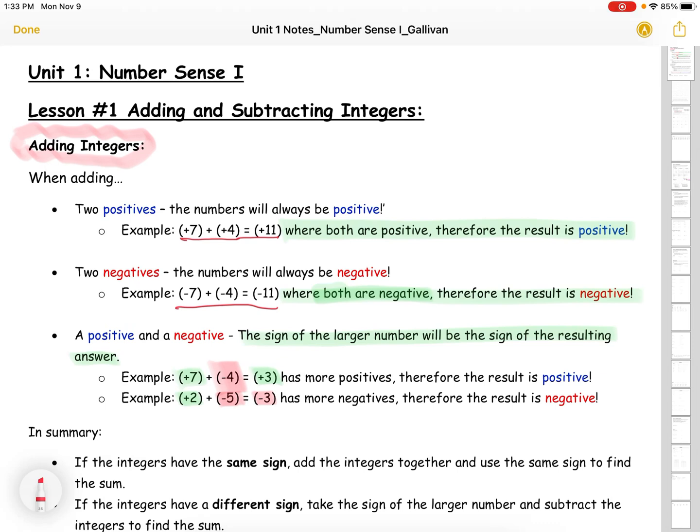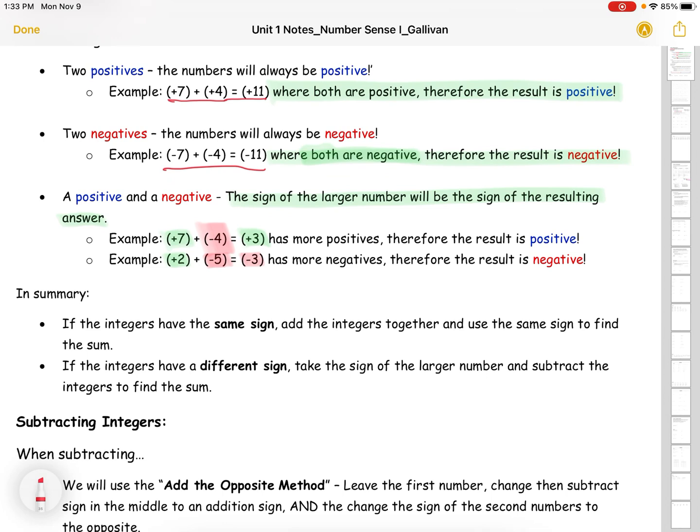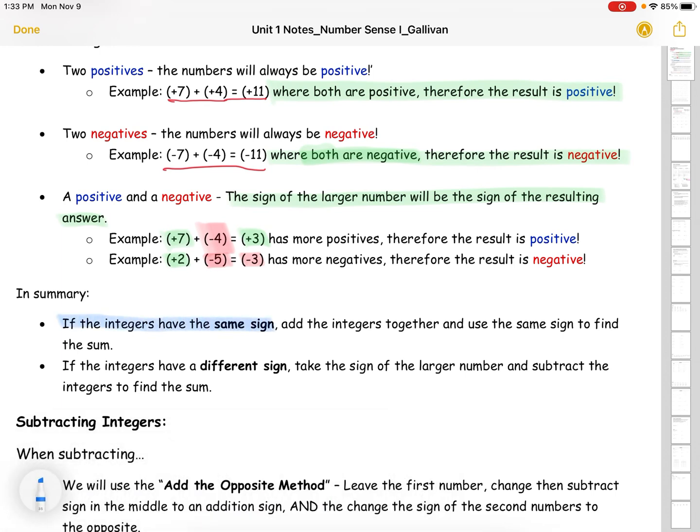Now with adding, you're basically collecting things together. With integers, if it's a negative number, it's going to take away from the positives, and vice versa. In summary, if the integers have the same sign, add the integers together and use the same sign to find the sum. If they have a different sign, take the sign of the larger number and subtract the integers to find the sum. Okay, so adding is subtracting, I guess.